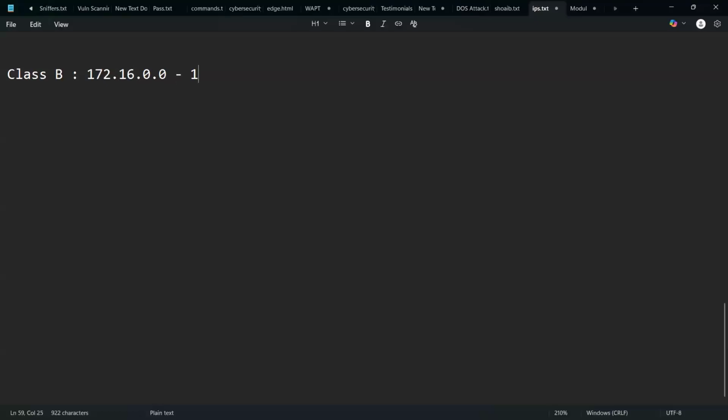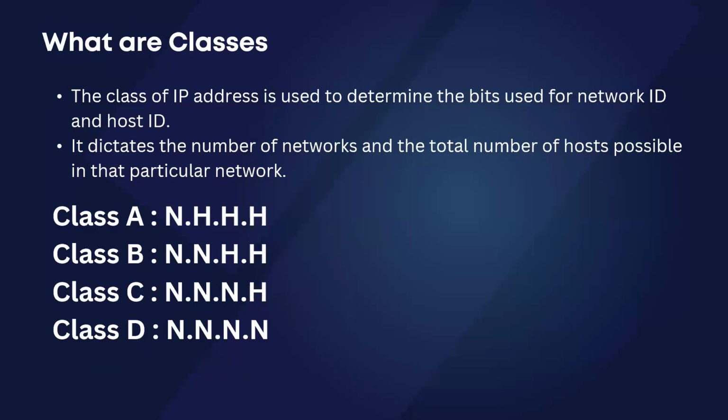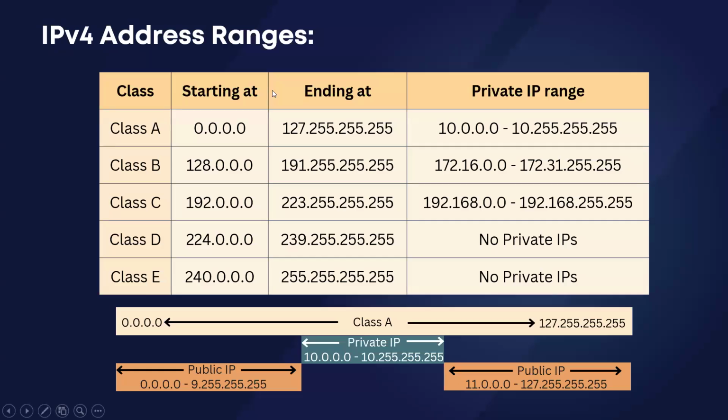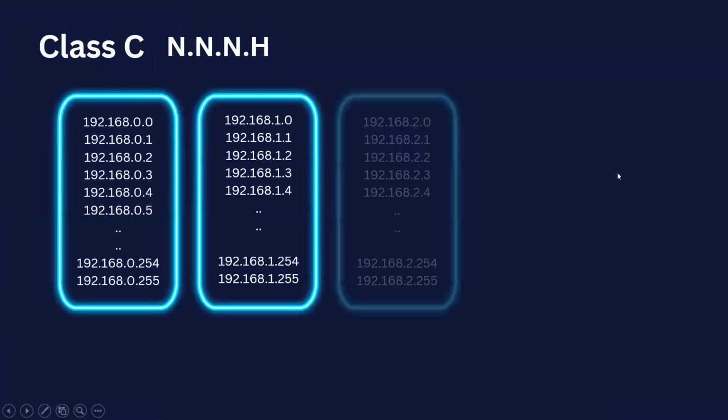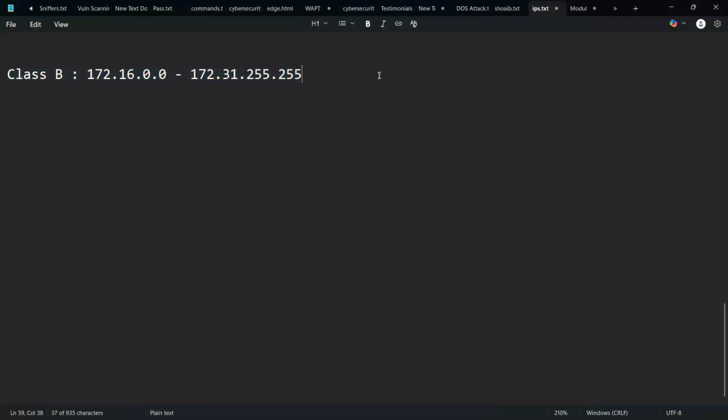And this goes all the way up to 172.31.255.255. It's important to remember these ranges, guys. We have covered those ranges in the session yesterday, if you remember. So the class B private IP range starts at 172.16.0.0 and goes all the way up to 172.31.255.255. And the speciality is it has two network portions and two host portions.